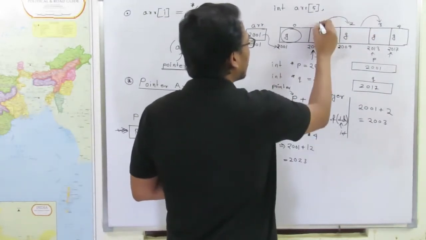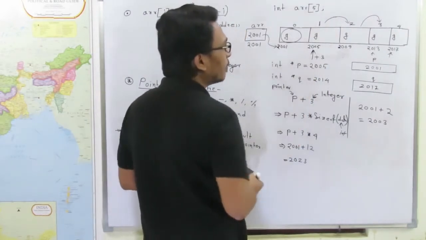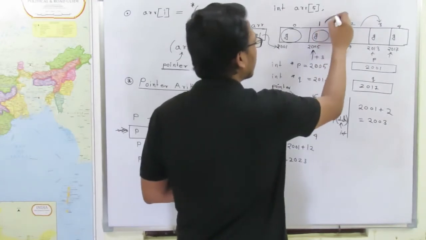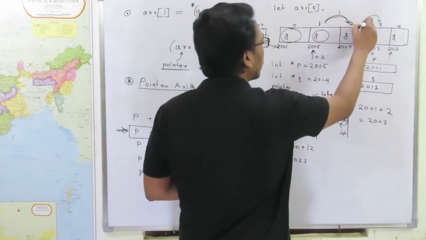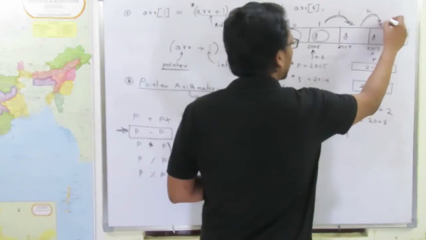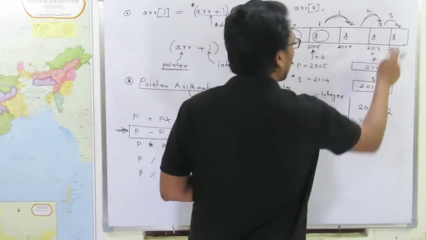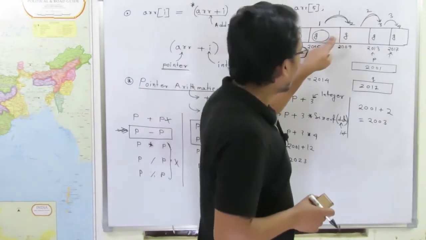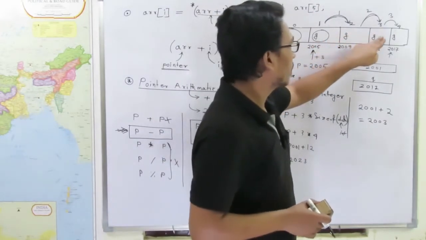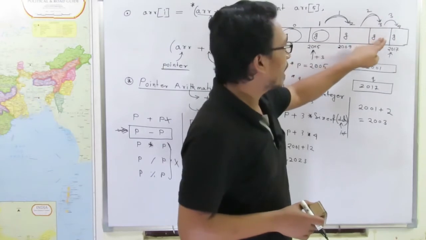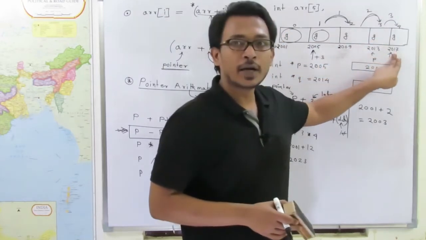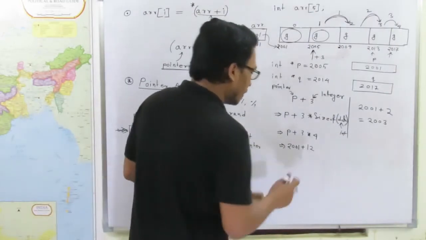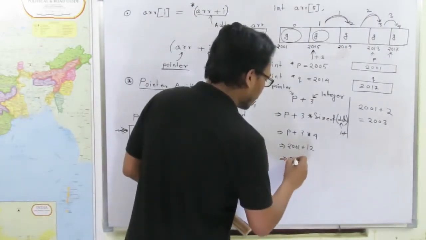When we start from this particular address, this is our first block. So what will be the next block? Next block is this one, next block is this one, next block is this one. This is our third block that we need to bypass. That means first block, second block, third block. So we need to bypass these 3 blocks and we will reach this particular address, that is 2017. So in this case the result will be 2017.